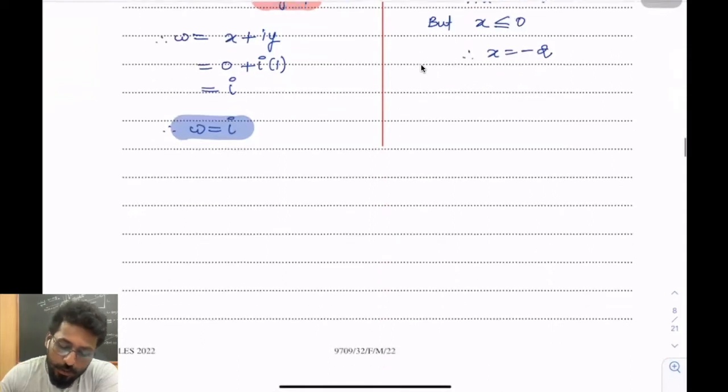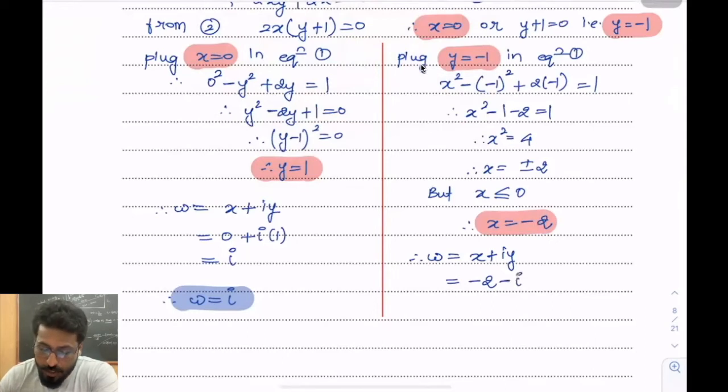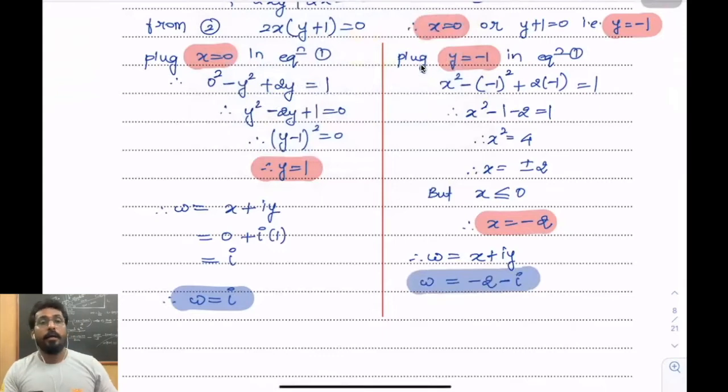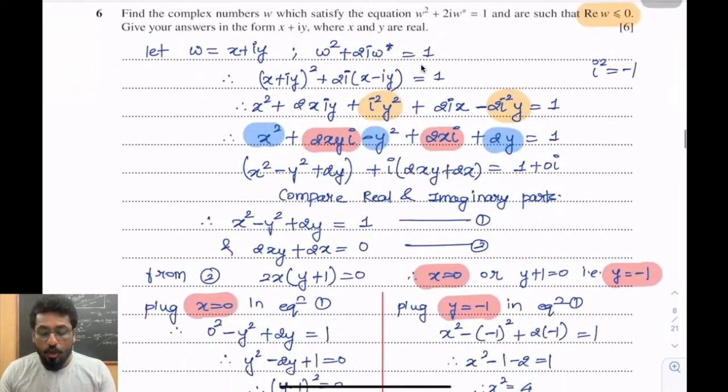So what would be omega now? So I know that omega was x plus iy. The value of x is negative 2. And the value of y, do you recall? Was it negative 1? Isn't it? So y was negative 1. X has come negative 2. So the value of omega is going to be x plus iy. X is negative 2 plus i, y is negative 1. So that's minus of i. That's the next value of omega. So I've got two different answers for omega. So omega is i, or it is minus 2 minus i. So see, again, a very simple question, isn't it? And you have fetched 6 marks for this question.